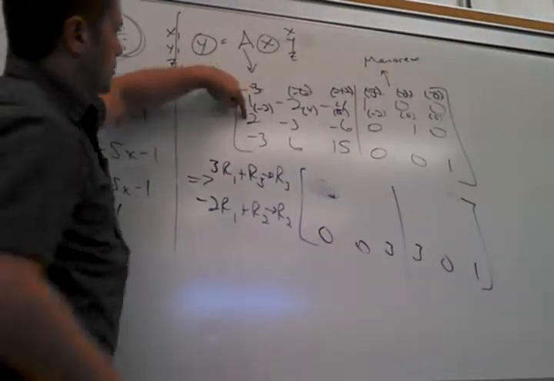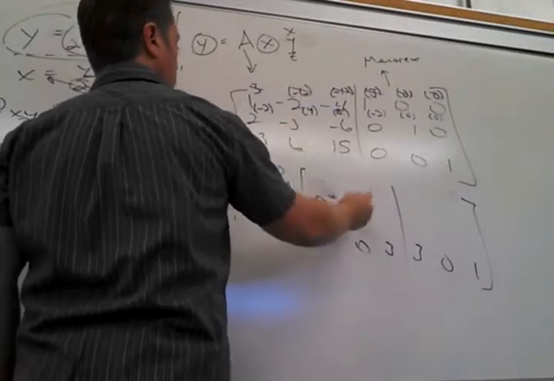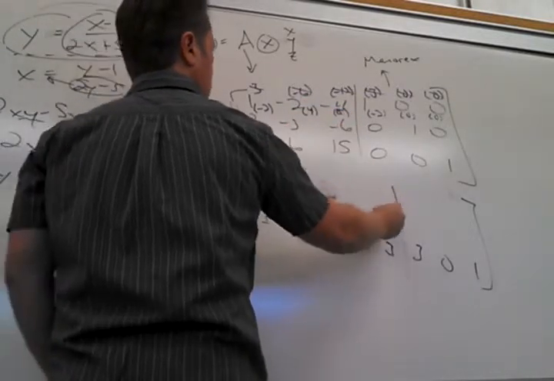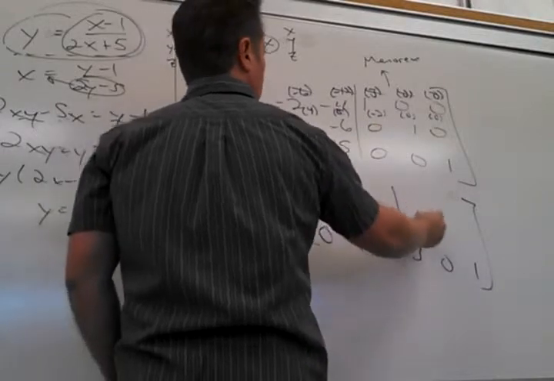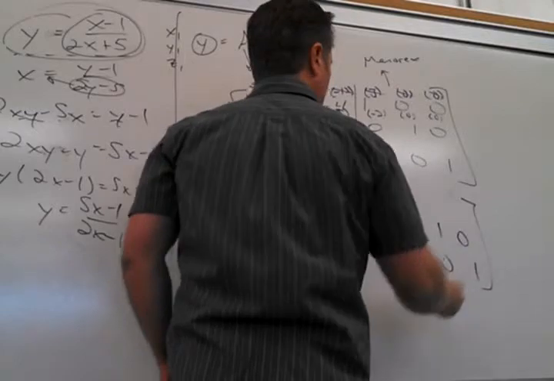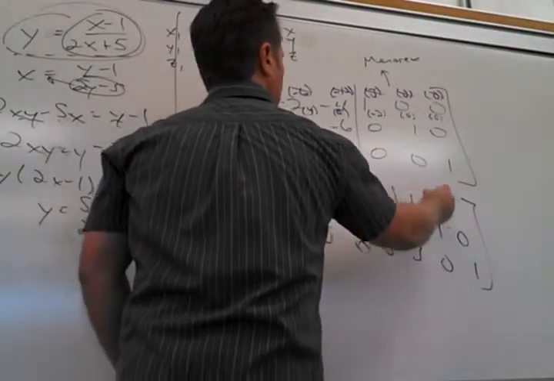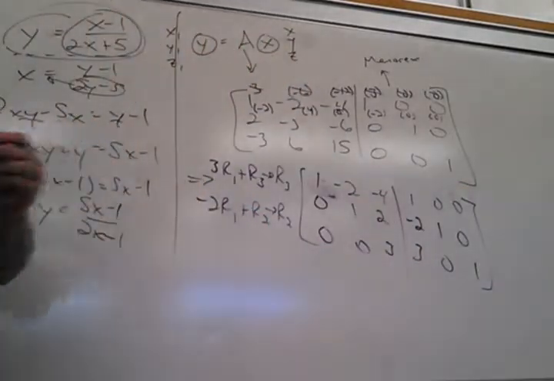So then what do you get? You get 0, 1, 2, negative 2, 1, 0. And then the first guy, I leave him alone. Alright, let me stop there for a second.